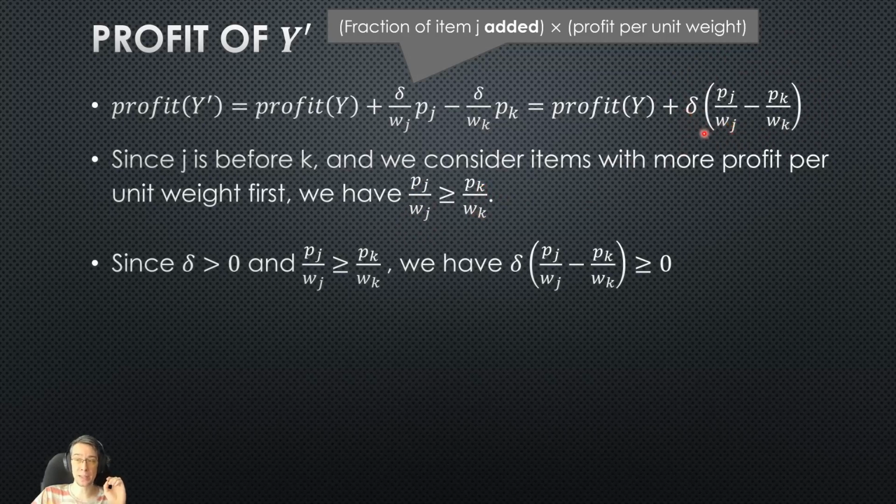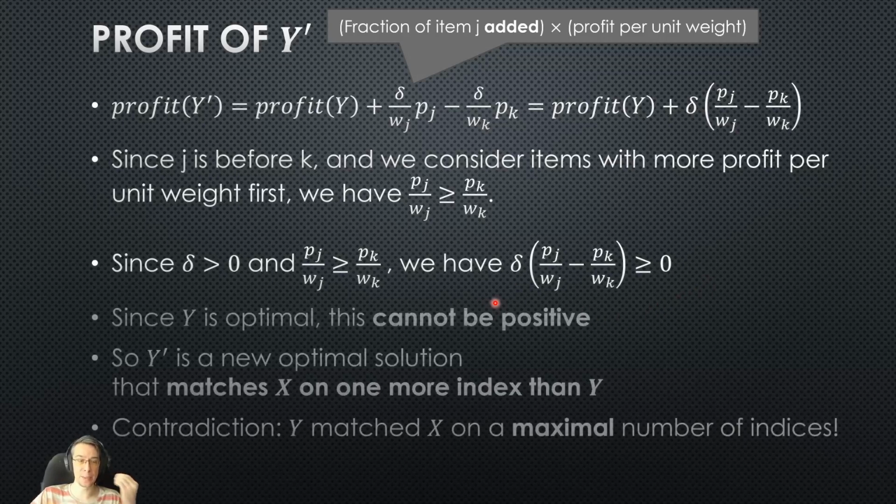But we can argue that this expression is greater than or equal to 0, since delta is greater than 0, we argued, and Pj over Wj is greater than or equal to Pk over Wk. So we have this expression is greater than or equal to 0. Well, now we don't have our contradiction. How do we carry the proof forward?